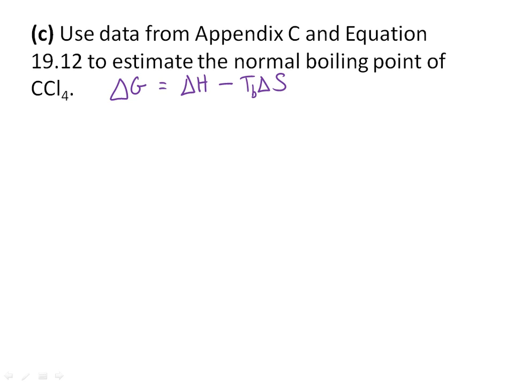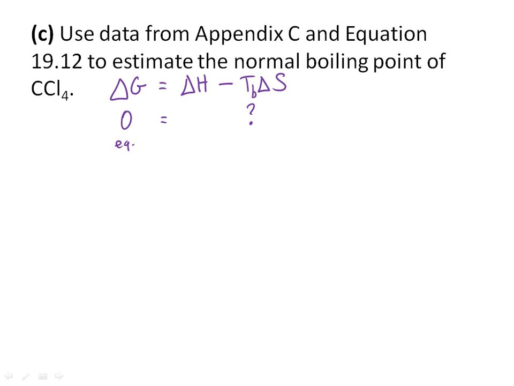Now, this is interesting. We don't know what the boiling point is, but do we know some other values? We know that delta G is equal to 0 because we're at equilibrium. We can look up delta H in the back of the book. We'll have to calculate it, I believe, but same for delta S, but we can find both of those in the back of the book, so you may want to take a look at the Appendix C.